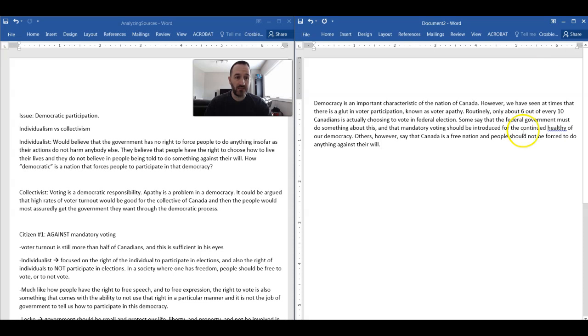Boom, done. Well, let's just do this. The issue comes down to responsibilities and rights in a free and democratic nation.